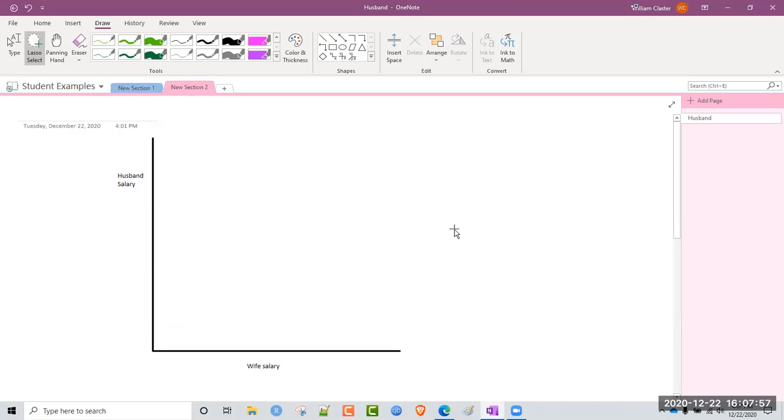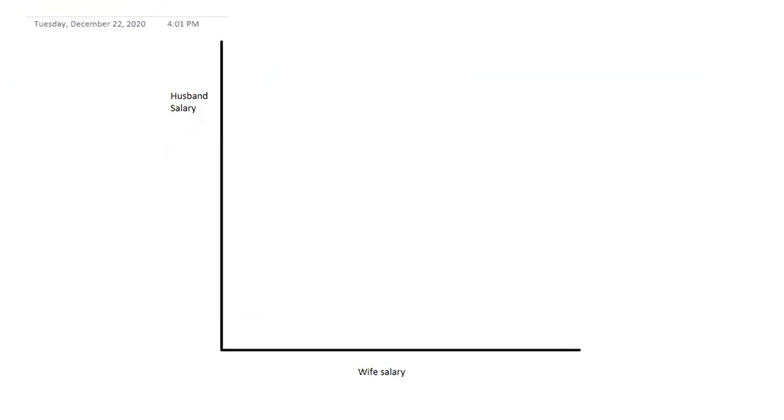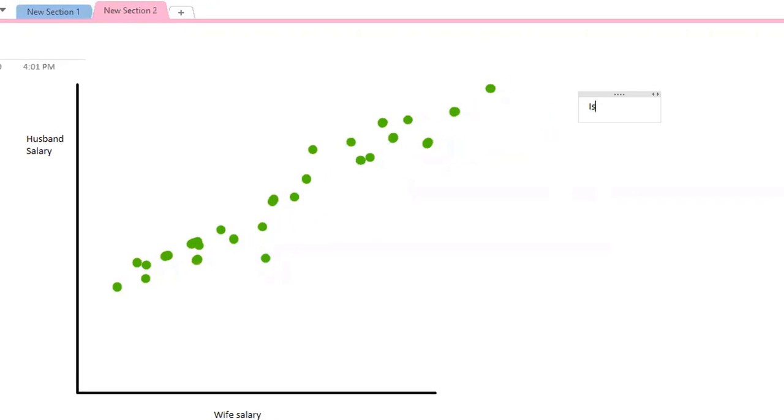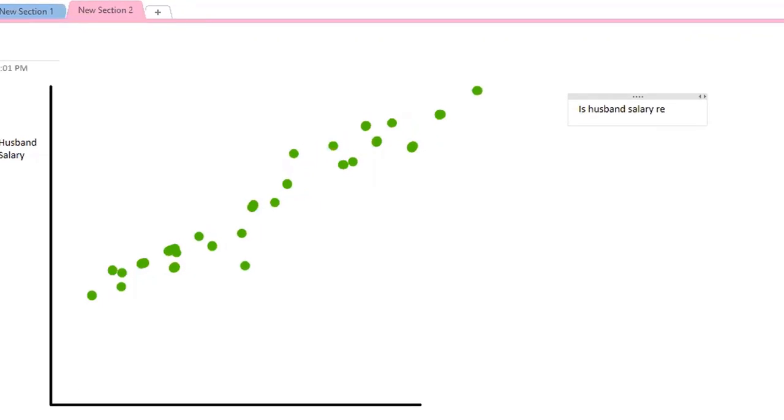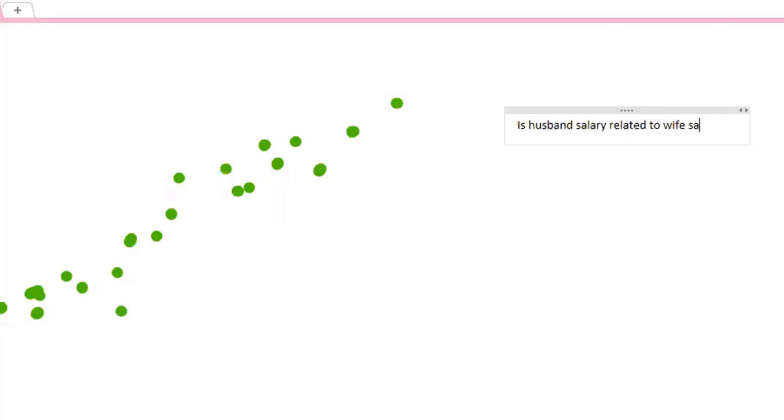So suppose we have a picture like this, and we have some data. So we have a dot here, and a dot here, and a dot here. We can ask a question: is the y value related to the x value? Is, in this case, husband's salary related to wife's salary?